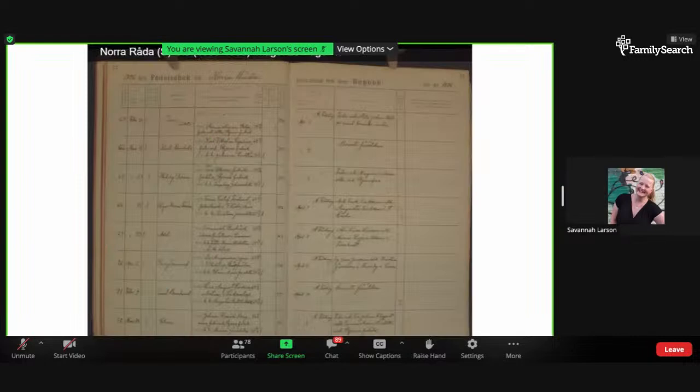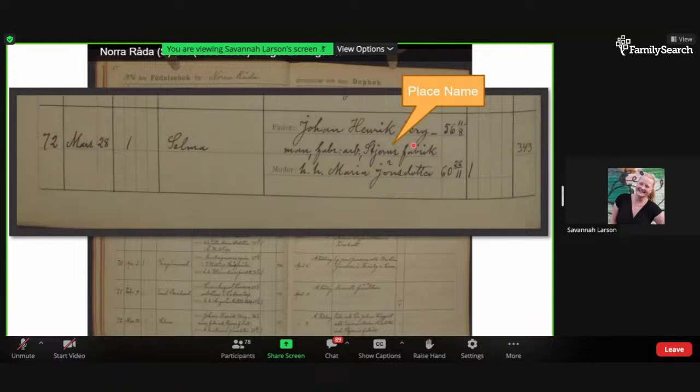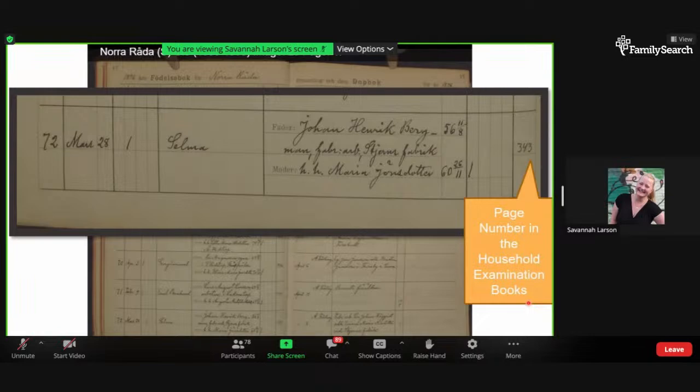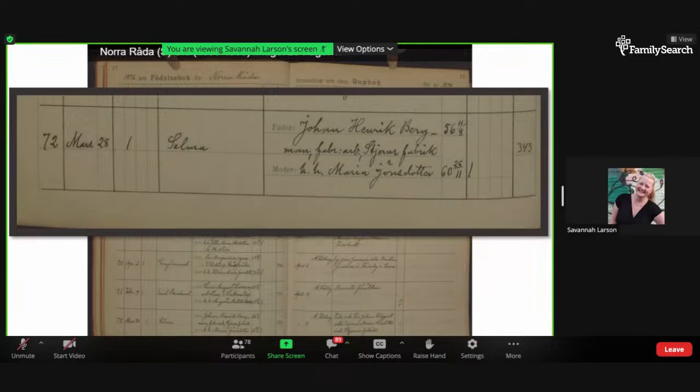We've got a page number to the household record book, but if we want to know the farm name, it typically will be right after the name of the father. And in this case, it's Schönsfabrik. So we know that. And then again, the page number in the household examination book will also help us. So it's Schönsfabrik, but it's on page 343. So we can go and open up the household record book next. And so that's what we'll do. We'll go to the household record book.